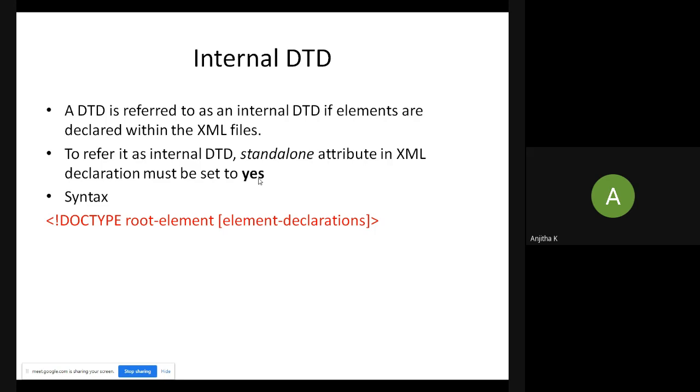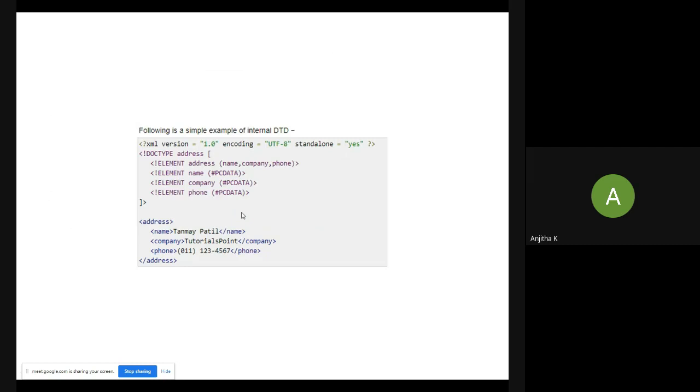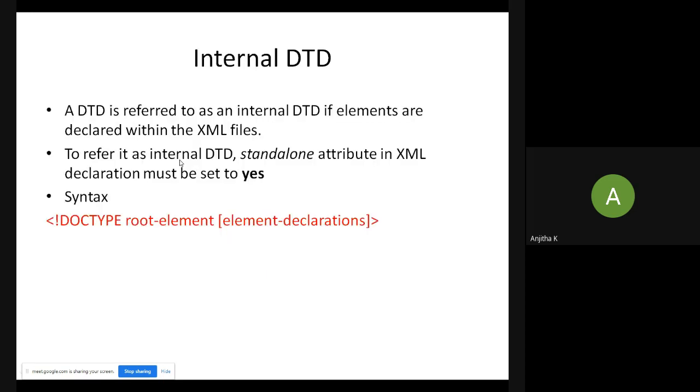Okay, so that is the syntax: document type, root element, element declaration. So we'll consider the example. See, this is the internal DTD example: XML version you are giving, encoding you are giving, and standalone equal to yes means you are going to provide the definition of this XML document here itself. Okay, this is the syntax, document type. Then you can specify the root element. What is the root element here?